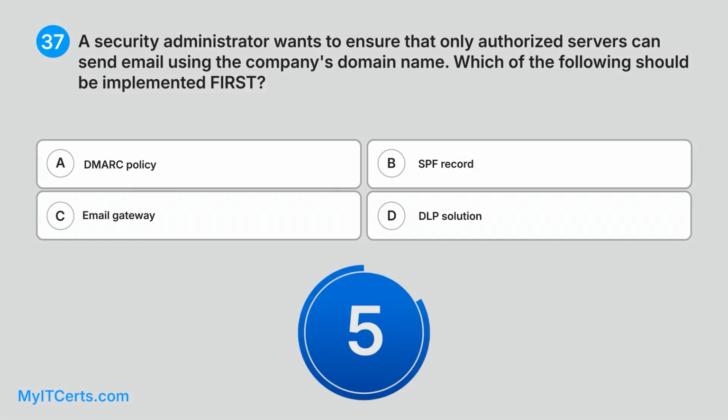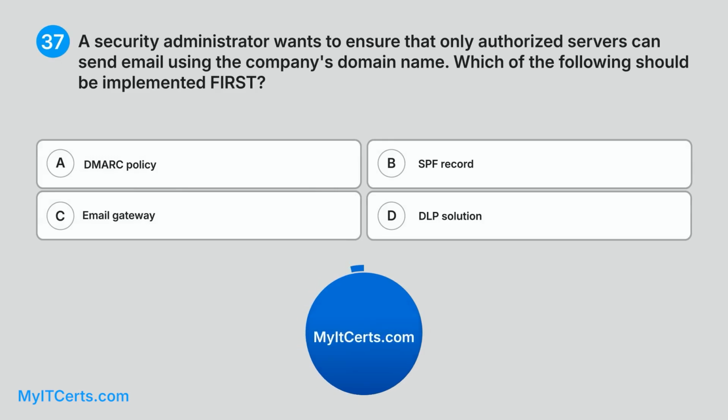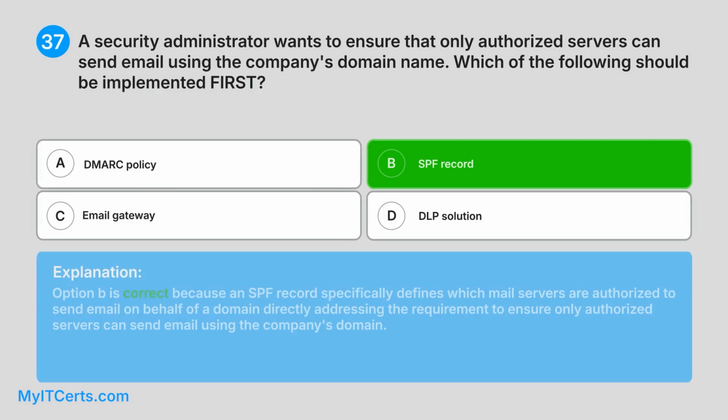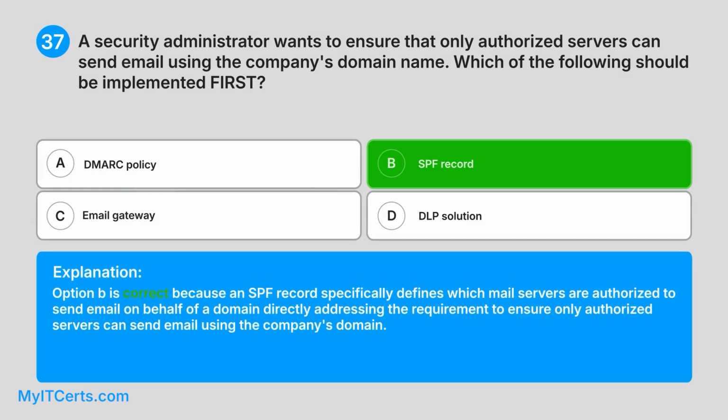What do you think is the answer? Correct answer, B. SPF record. Explanation. Option B is correct because an SPF record specifically defines which mail servers are authorized to send email on behalf of a domain, directly addressing the requirement to ensure only authorized servers can send email using the company's domain.